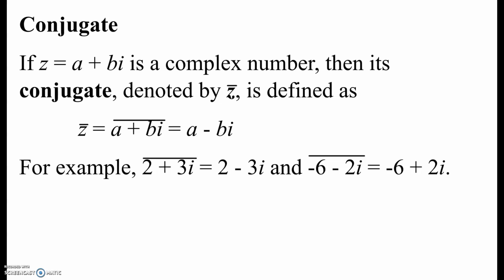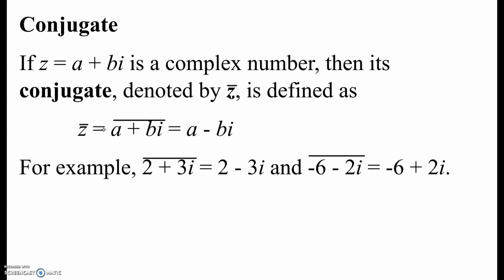All right, the next thing we're going to talk about is a conjugate. Special notation for a conjugate. If we start with a complex number, z, which is equal to a plus bi, its conjugate, noted by z bar, a little line above the z, is defined as z bar, which is a plus bi bar, is the same as a minus bi.